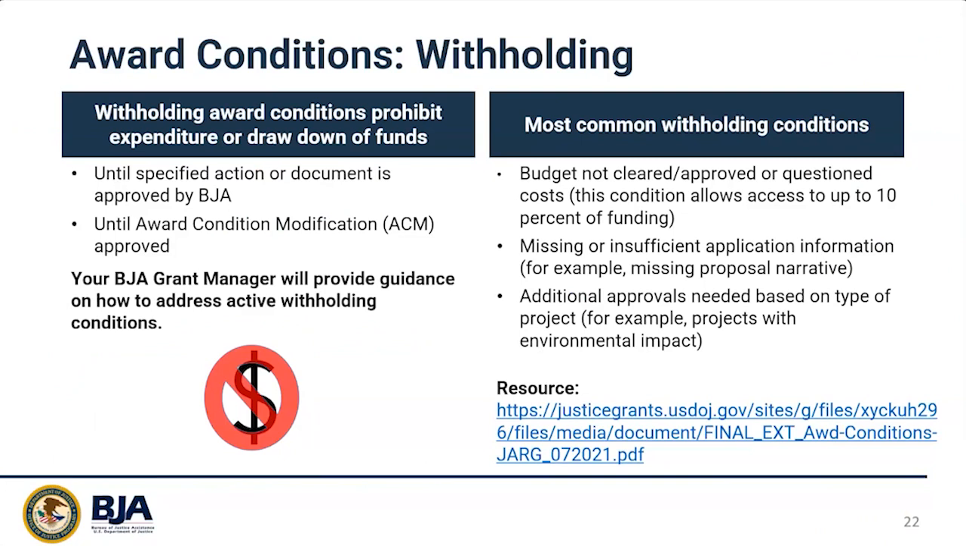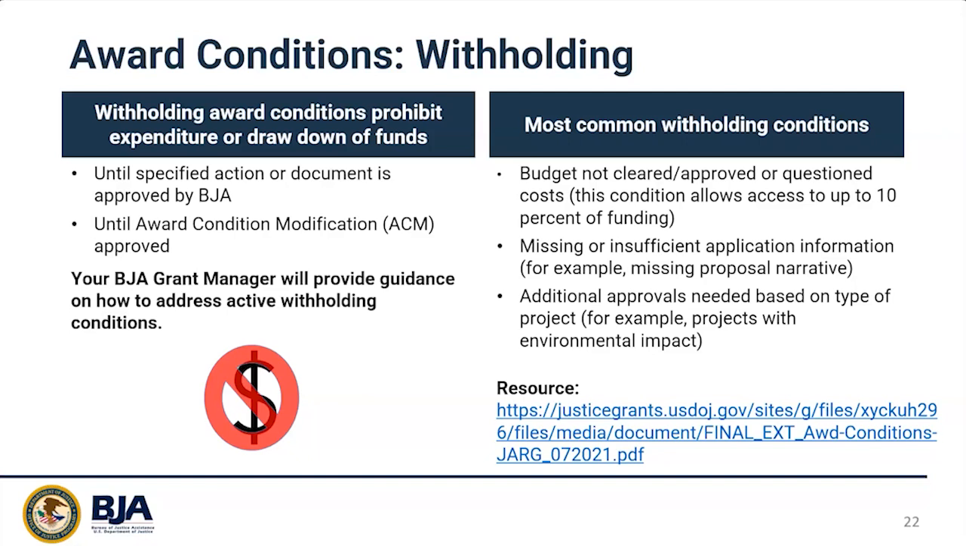Withholding award conditions require specific actions or documentation to be approved by OJP and can only be cleared by the submission and approval of an award condition modification, or ACM. For specific guidance on any withholding conditions, please contact your grant manager. We recommend that at that time, you check with them on the most appropriate way or area to submit your documentation.